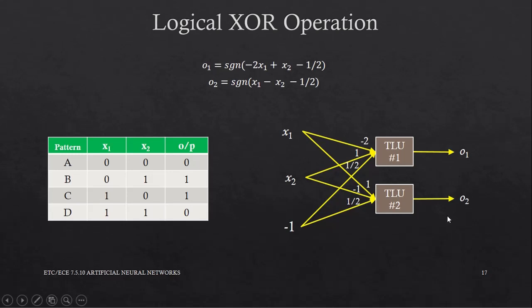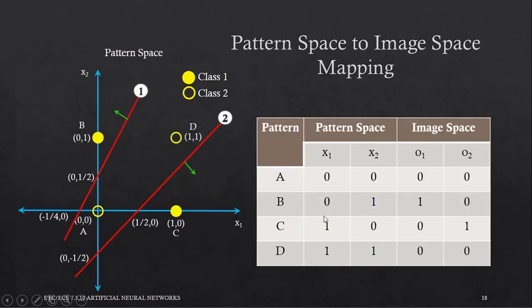Let us look at the patterns now. Looking at the patterns, we can see that with respect to O1, pattern A lies on the negative side, will give the output 0. Pattern B lies on the positive side, will give the output 1. Pattern C lies on the negative side, will give the output 0. And pattern D also lies on the negative side and will give the output 0.